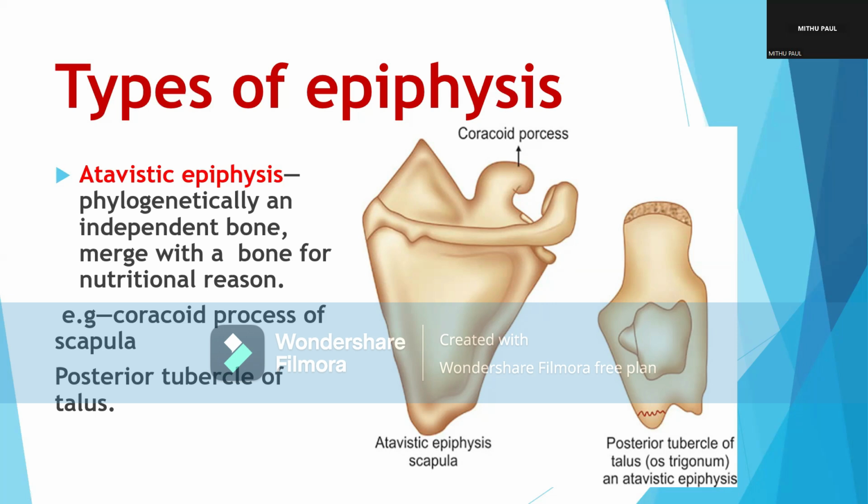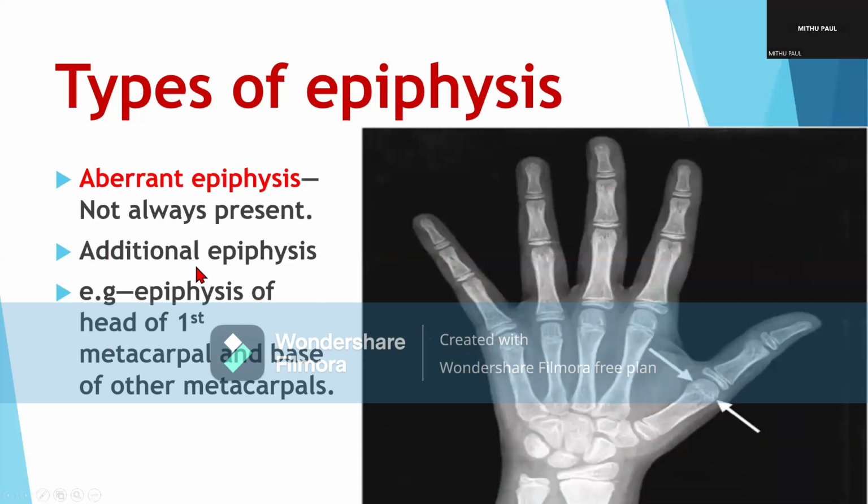So also the posterior tubercle of talus is again uniting with the main mass for nutritional reasons. This sort of additional epiphysis is known as the atavistic epiphysis. That means it is not actually present phylogenetically; they are a separate bone. They are attached to the main mass for nutritional reasons.